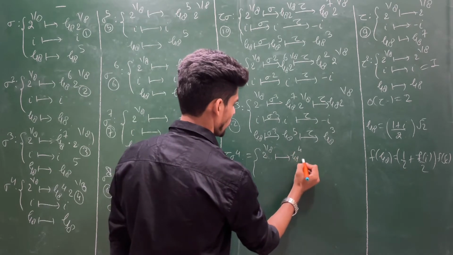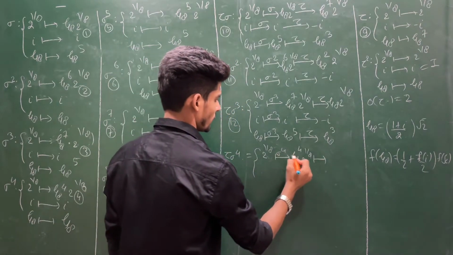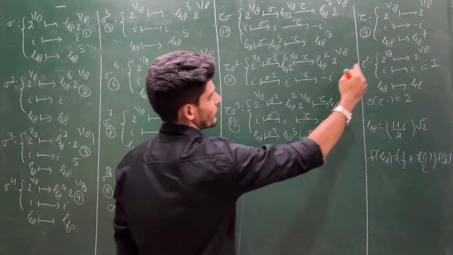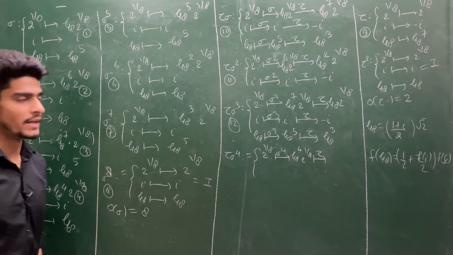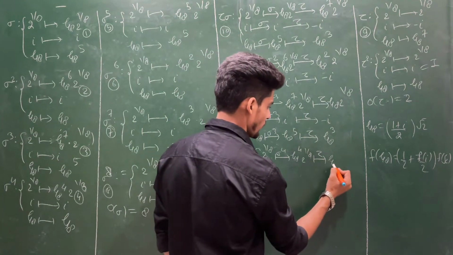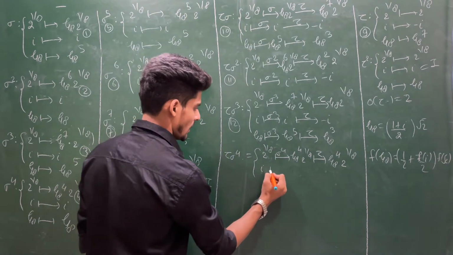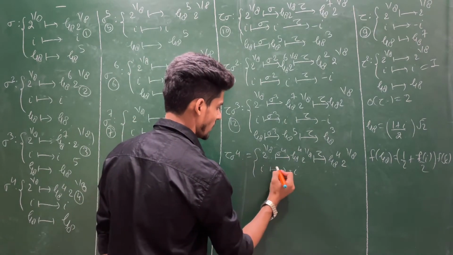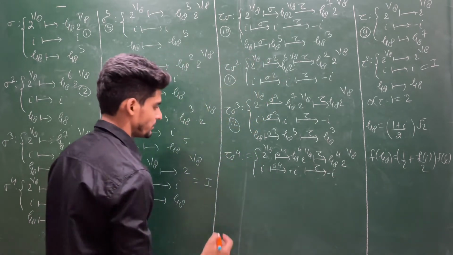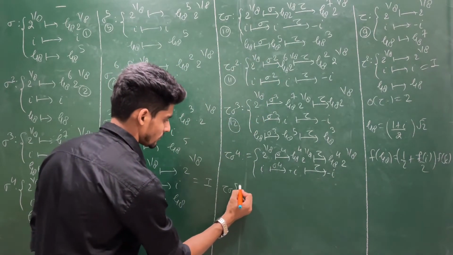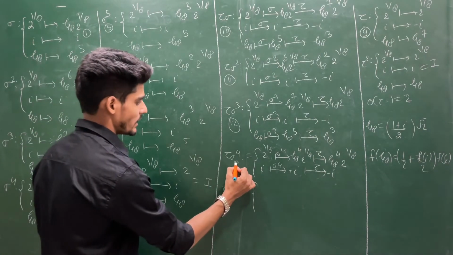Zeta_8^4 · 2^(1/8). Under tau, this zeta_8^4 will go to zeta_8^28. If you divide by 8, you will have remainder 4. So it is zeta_8^4 · 2^(1/8). Iota goes to plus iota under sigma^4. Under tau, it will go to minus iota again. This is my 13th element.